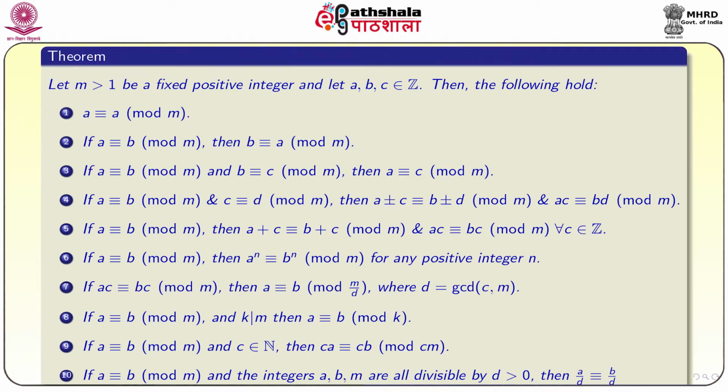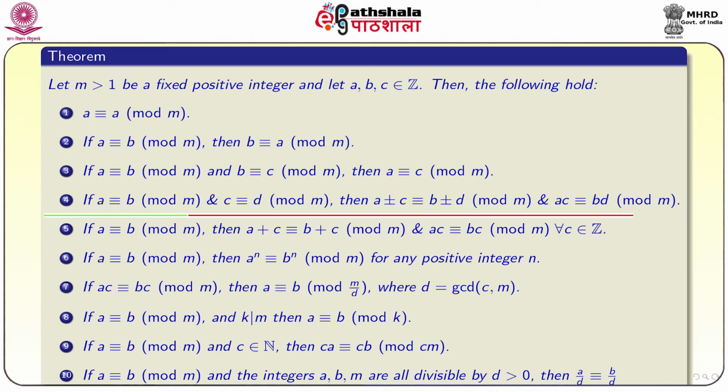Let m greater than 1 be a fixed positive integer and let a, b, c, r belong to Z. Then the following hold. The first one is a is congruent to a mod m, and the second one is if a is congruent to b mod m, then b is congruent to a mod m. Third property is if a is congruent to b mod m and b is congruent to c mod m, then a is congruent to c mod m. These three properties make congruence an equivalence relation on Z. So, congruences will help us to find the equivalence classes of Z.